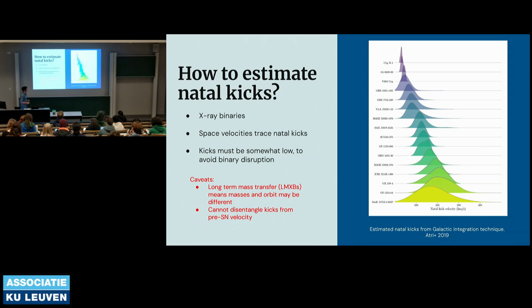And you can see these are quite wide. Some of them are quite low, maybe in the order of a few tens of kilometers per second. Some are quite a bit higher, closer to maybe the neutron star velocities.